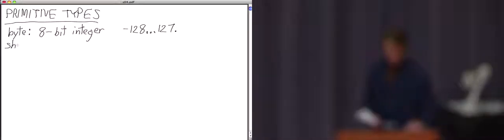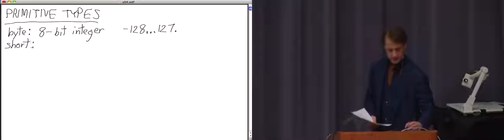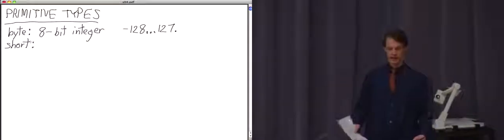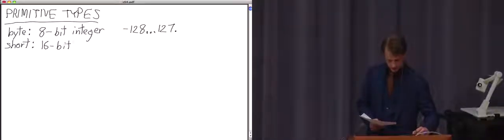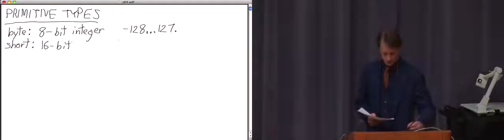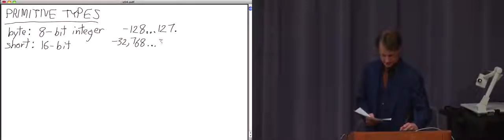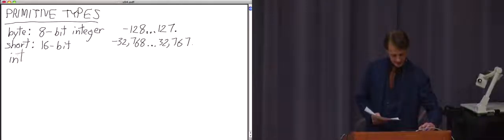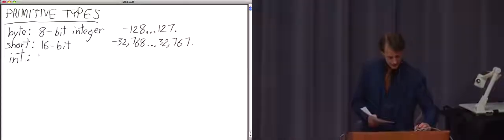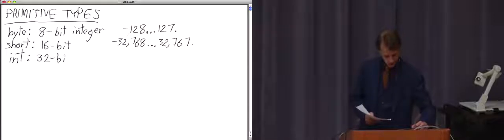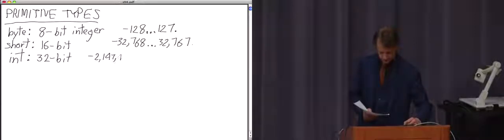Then we want to move up to larger numbers, because not everything you want to store is in the range from -128 to 127. So if you're willing to spend a little more memory, then you can get a 16-bit integer called a short, which gives you the range from -32,768 to 32,767. You can use an int, which a lot of people tend to use by habit. And these are 32 bits. And so that gives you a range basically from about -2 billion to +2 billion.